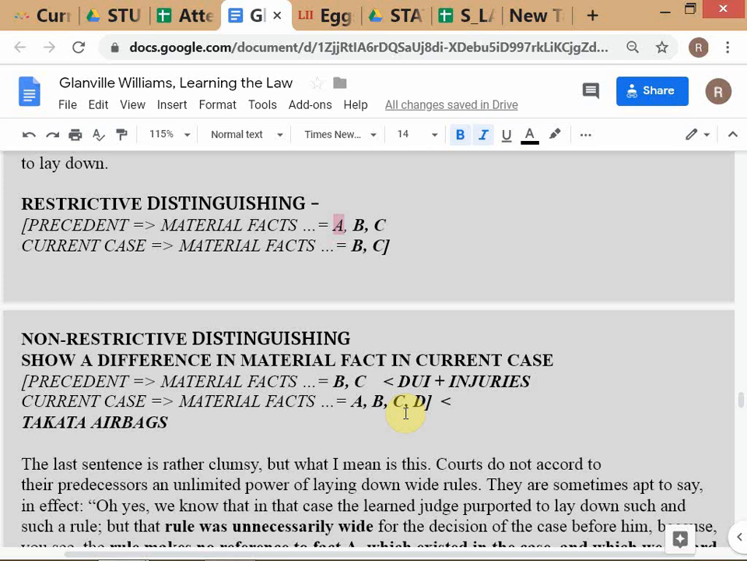In the precedent case, the car did not go out of control. There was no car defect in the car. In my case, there was a defect in the car. Are you following this? So I'm trying to show that the facts are different. And once again, what is my objective? My objective is to make sure that this precedent is not applied in my case. Because if it is applied, then I'll have a problem. Right? Are you following the logic?